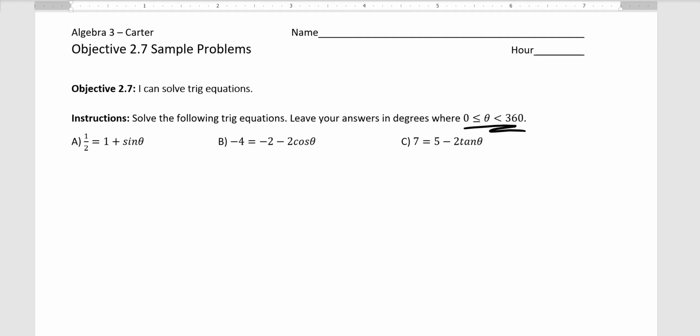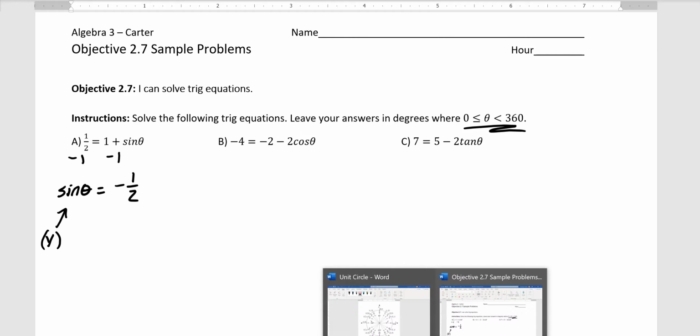1/2 equals 1 plus the sine of theta. So all I need to do is subtract 1. When I do that, I will get sine of theta equals negative 1/2. Keep in mind that sine is our y value on our unit circle, so all I need to do is find where y equals negative 1/2.